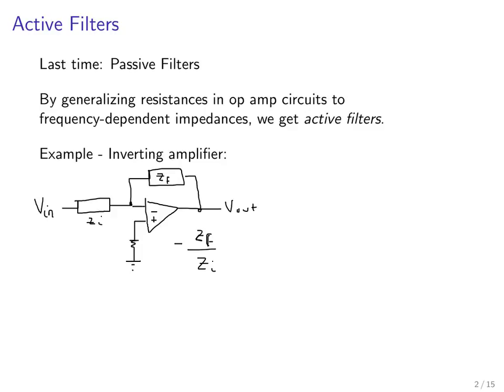So for example, what we could do is plug in a parallel resistor and capacitor in the feedback loop, and we get the following circuit. We would use an input resistor, and then we would have two elements in the feedback loop in parallel. We'd have a capacitor, and we'd have a resistor.